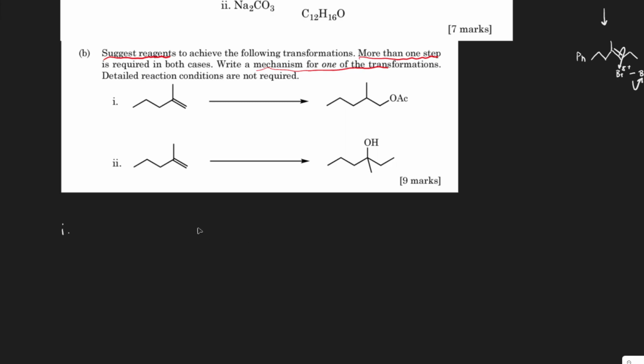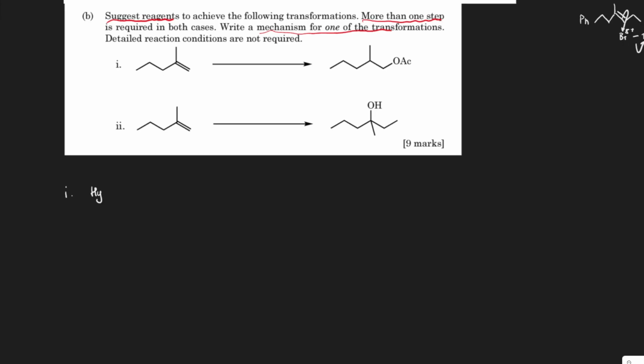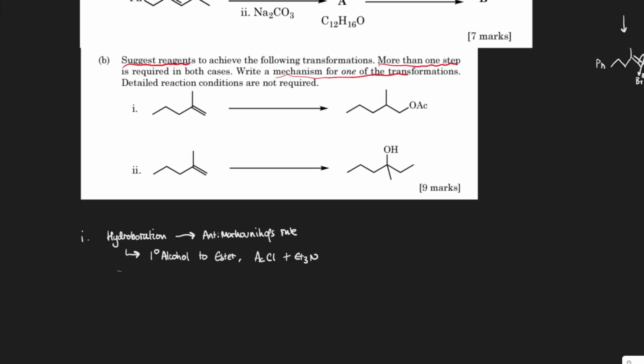So what I would suggest here is start with hydroboration. Hydroboration, because this is good at oxidizing the alkene and leads to anti-Markovnikov's rule, and then to turn the primary alcohol into our ester, we can just use an acyl chloride and a good base. So then primary alcohol to ester, we can use AcCl plus Et3N. Triethylamine is a very good base in this case.